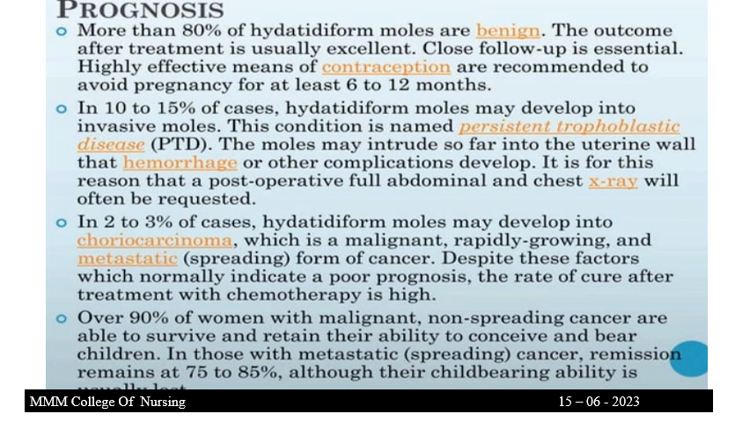Despite these factors, which normally indicate a poor prognosis, the rate of cure after treatment with chemotherapy is high. Over 90% of women with malignant, non-spreading cancer are able to survive and retain their ability to conceive and bear children. In those with metastatic or spreading cancer, remission remains at 75 to 85%, although their childbearing ability is usually lost. So this is about the hydatidiform mole.